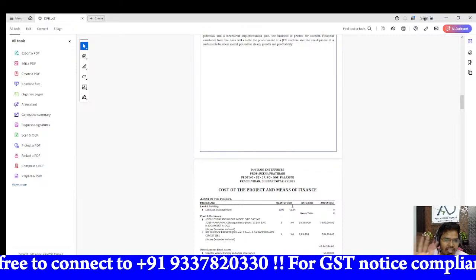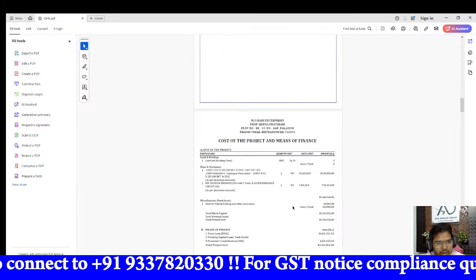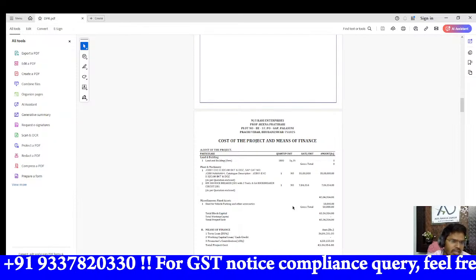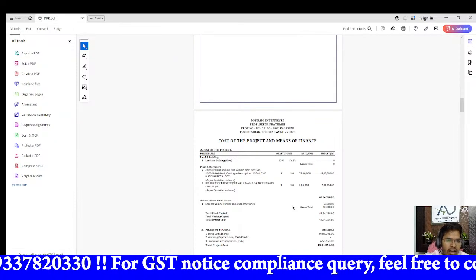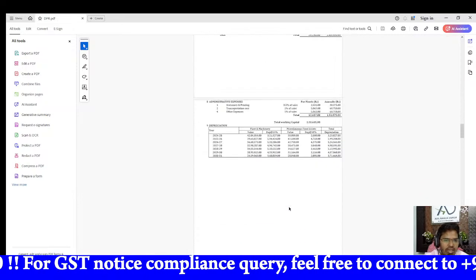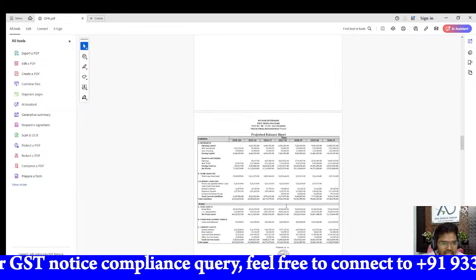Next is the cost of project and the means of finance. I have already told what will be the cost of project, and from which source it will be financed, and it will be mentioned. This is the most important thing. You can take it here that this is the project report.